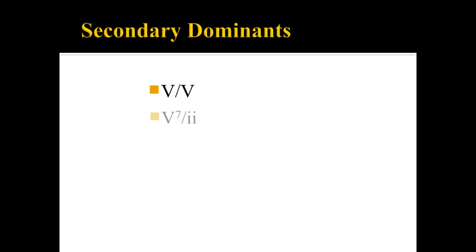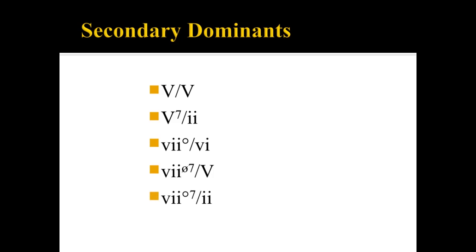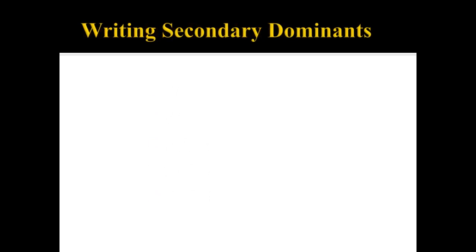These are examples of secondary dominants. You'll notice that the dominant is to the left of the slash, and the temporary tonic is always to the right. Or if you're doing them on top of each other, the dominant is on top, the temporary tonic is on bottom. This is the way you write secondary dominants.